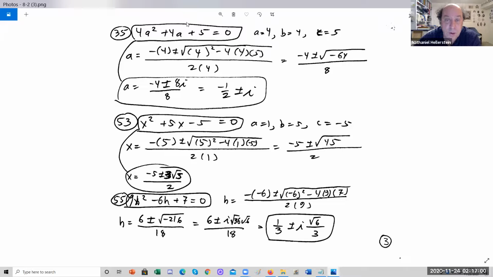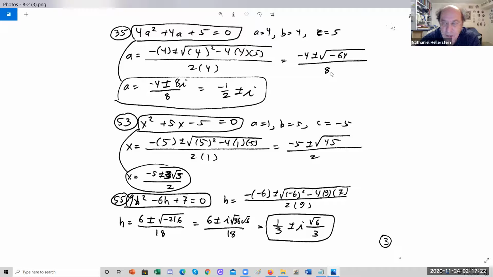Here we're going to get one with, okay, a is 4. Unfortunately, I have an a here as a variable, but whatever. The coefficients are 4, 4, and 5. So we get b is 4 here and here. A is 4 here and here. C is 5 here.